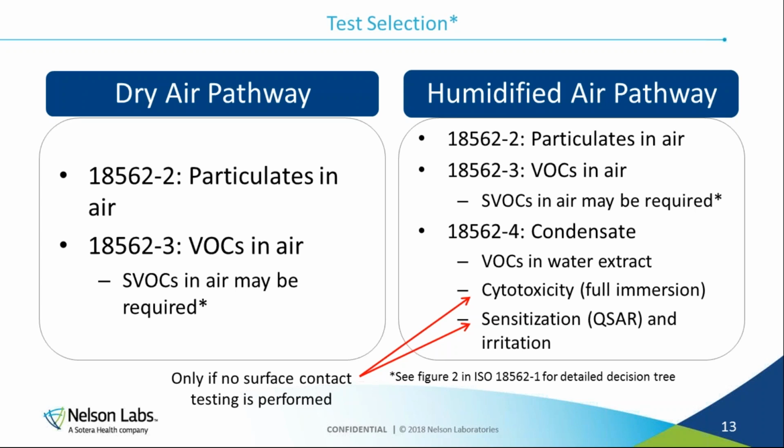So cytotoxicity and sensitization, we are only recommending for devices who already have not had additional 10993 testing. So if you've already run cytotoxicity, sensitization, and irritation on this specific component or this specific material, that testing does not need to be repeated under 18562. We can simply write and justify that it has already been completed. Again, that would be contained in the BEP.